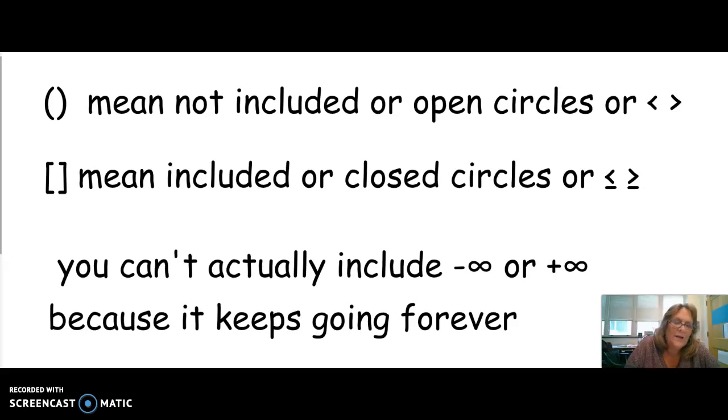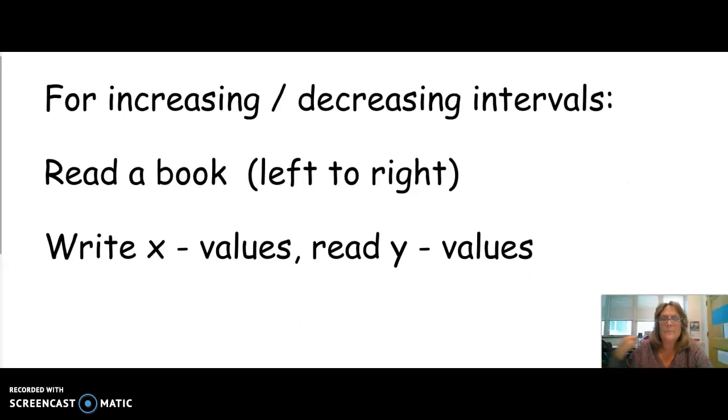When we talk about infinity, you always use parentheses for negative or positive infinity because remember, they keep going on forever. So we can't say that it's included when we don't know exactly where the end of it is located.